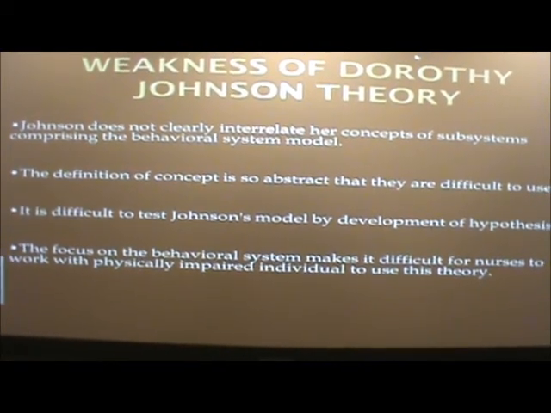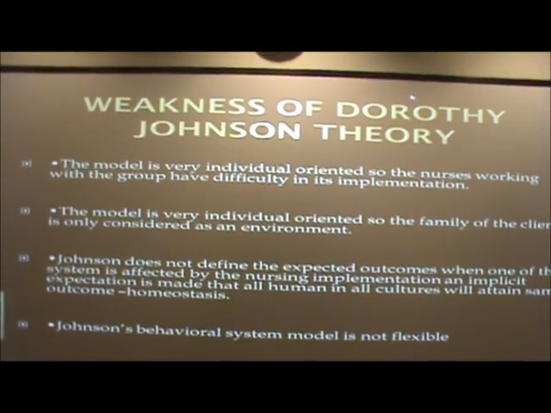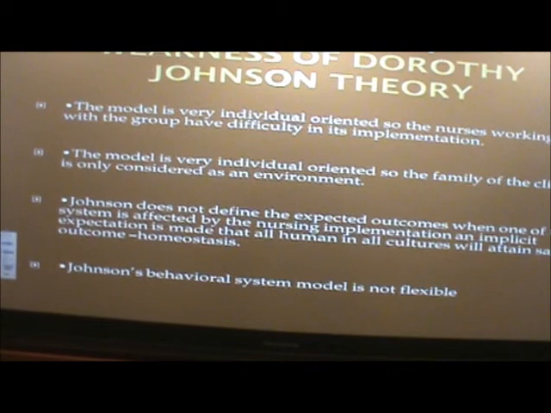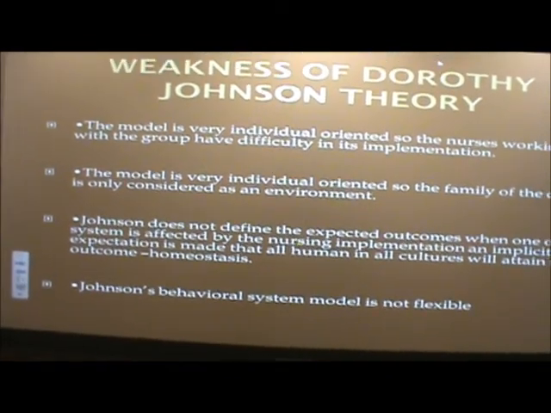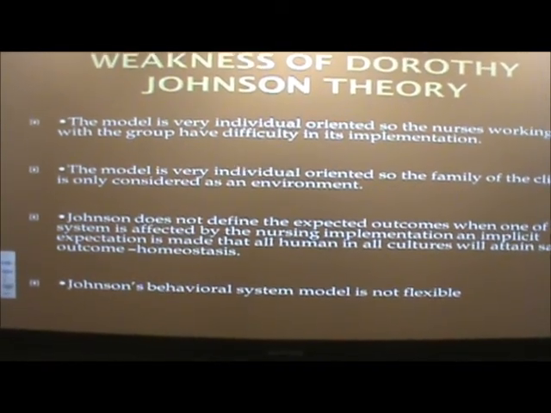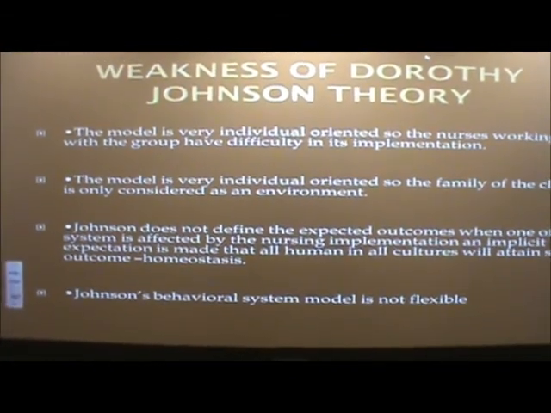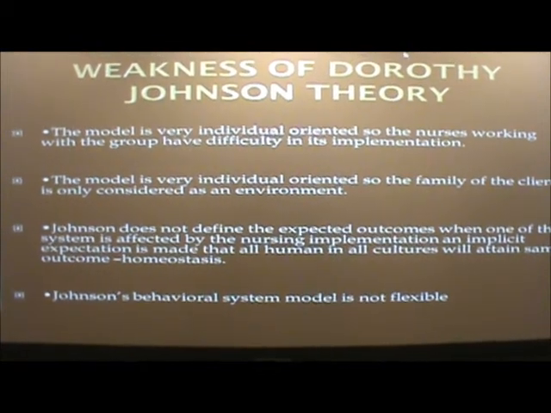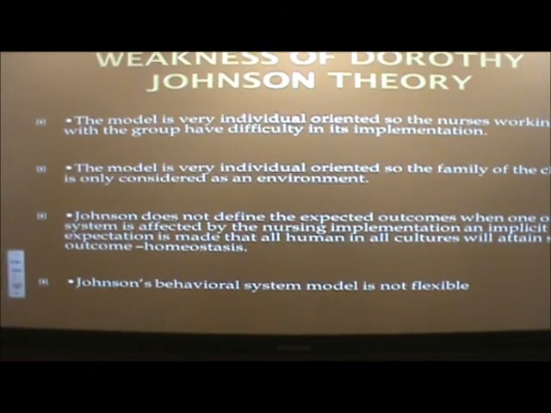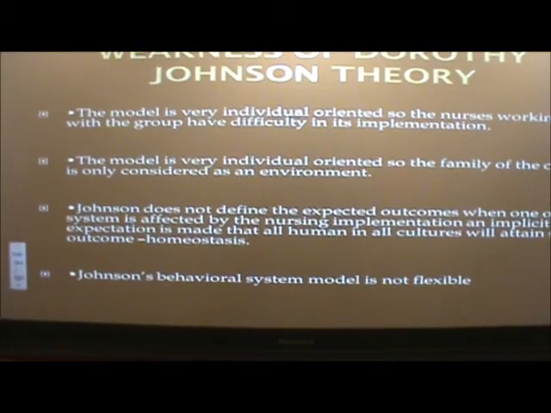The model is very individual oriented, so nurses working with a group have difficulty in its implementation. The model is very individual oriented, so the family of the client is only considered as an environment. Johnson does not define the expected outcomes when one of the systems is affected by the nursing implementation. An implicit expectation is made that all humans in all cultures will attain the same outcome, homeostasis. Johnson's behavioral system model is not flexible.